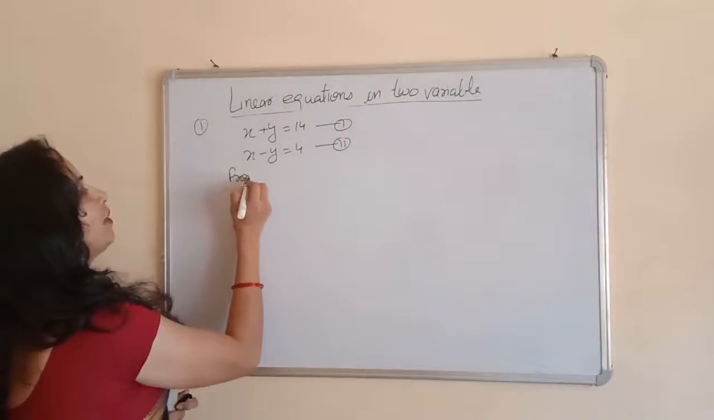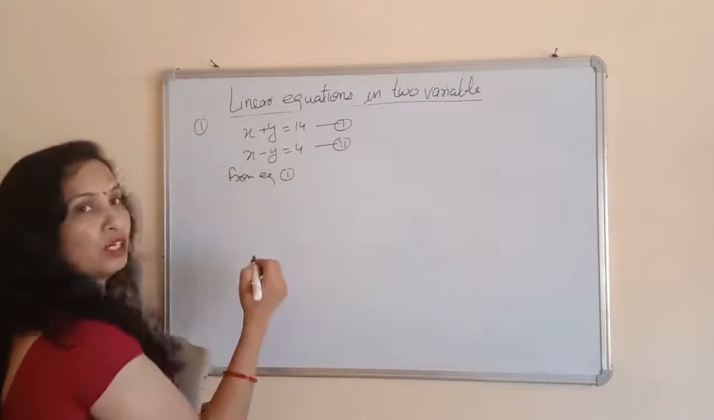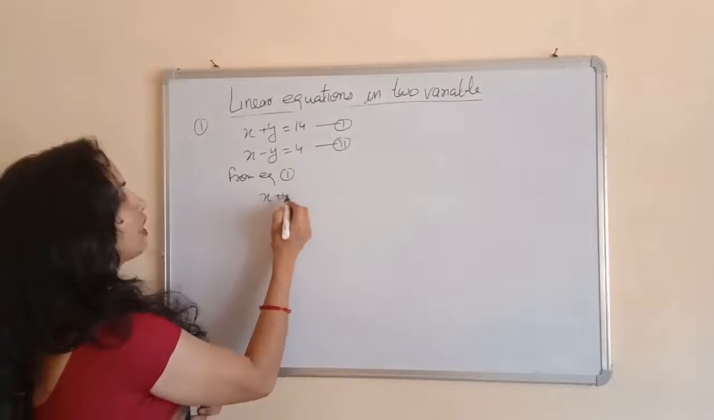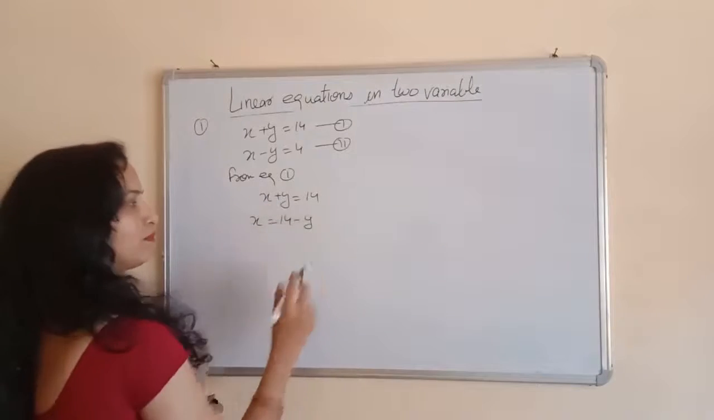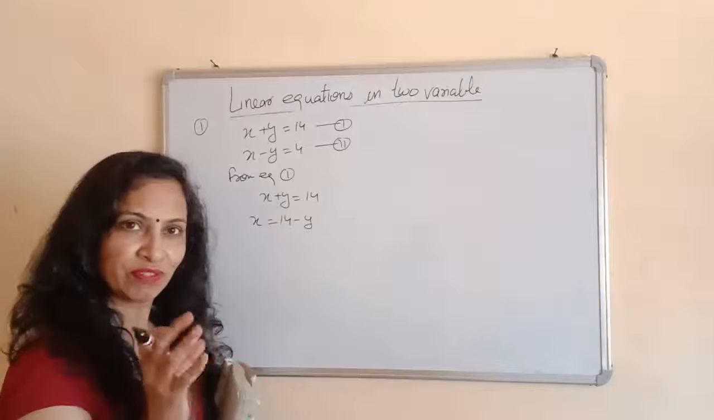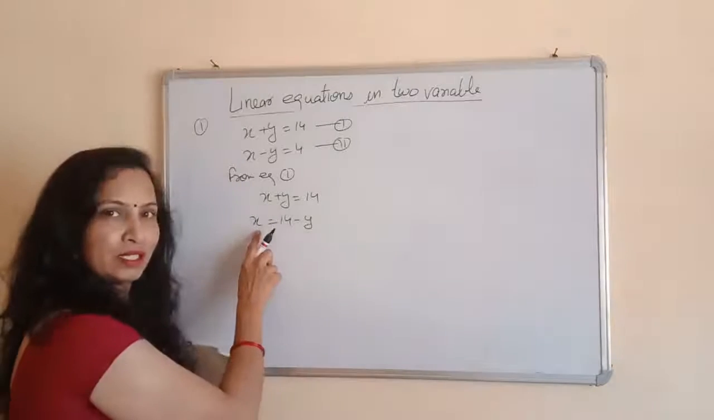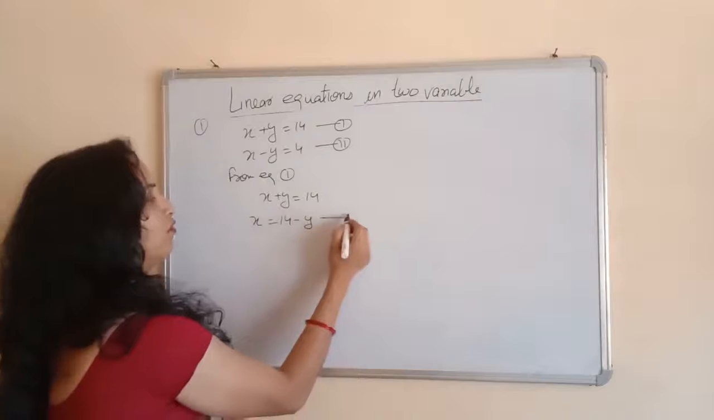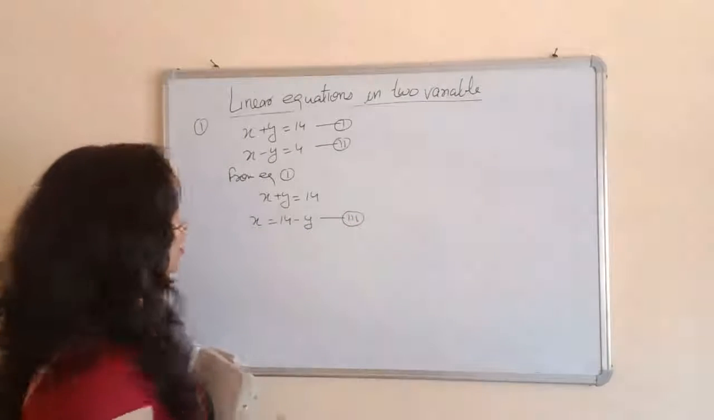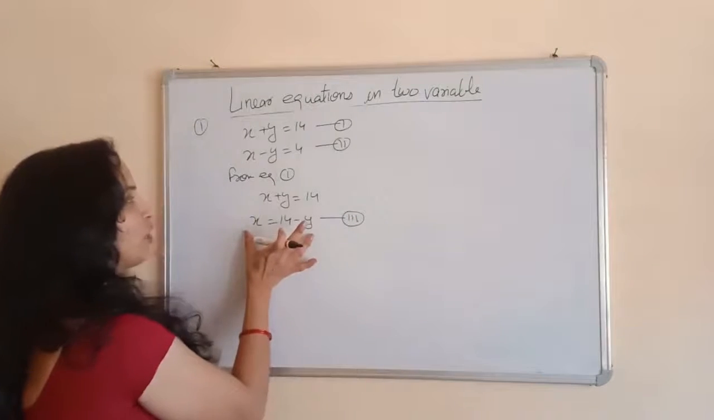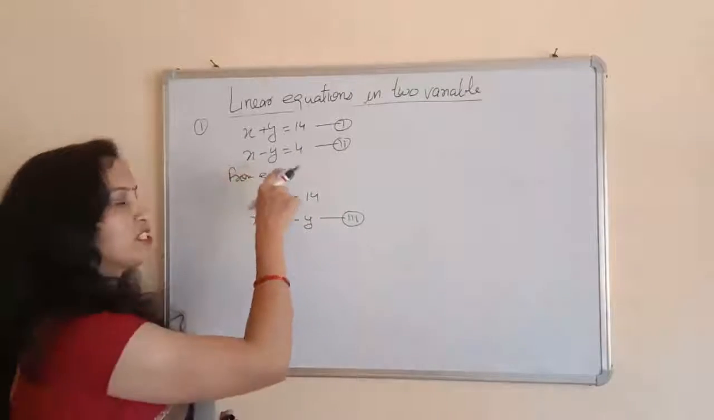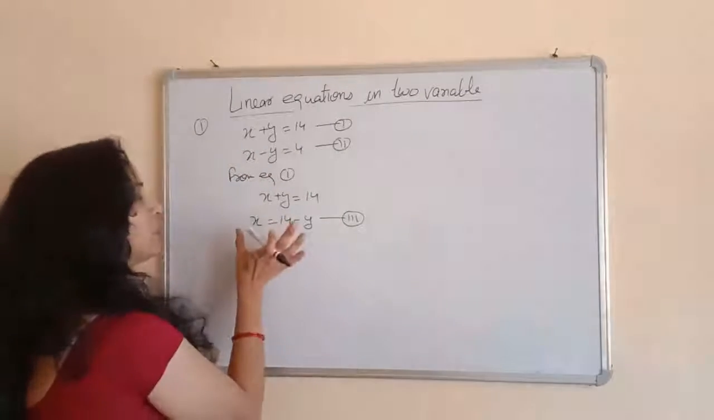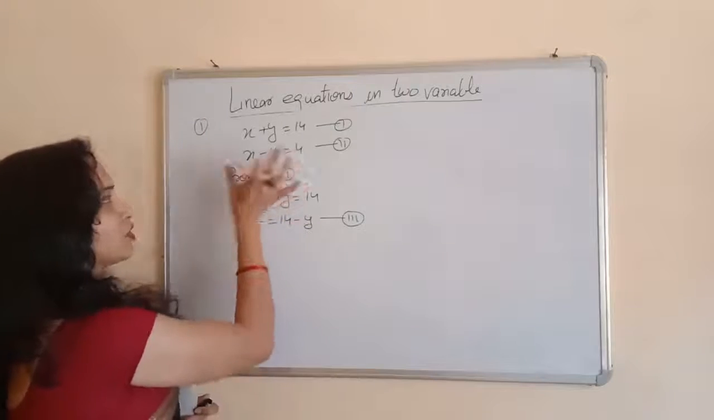We will write here, from equation 1. From equation 1 we know that x plus y is equal to 14. So x is equal to 14 minus y. So first we find the value of one of the variables from one of the equations. We can call it equation 3rd. Now we will substitute this value in the other equation. This is the other equation, that is x minus y is equal to 4. So we will substitute this value of x in equation 2nd.